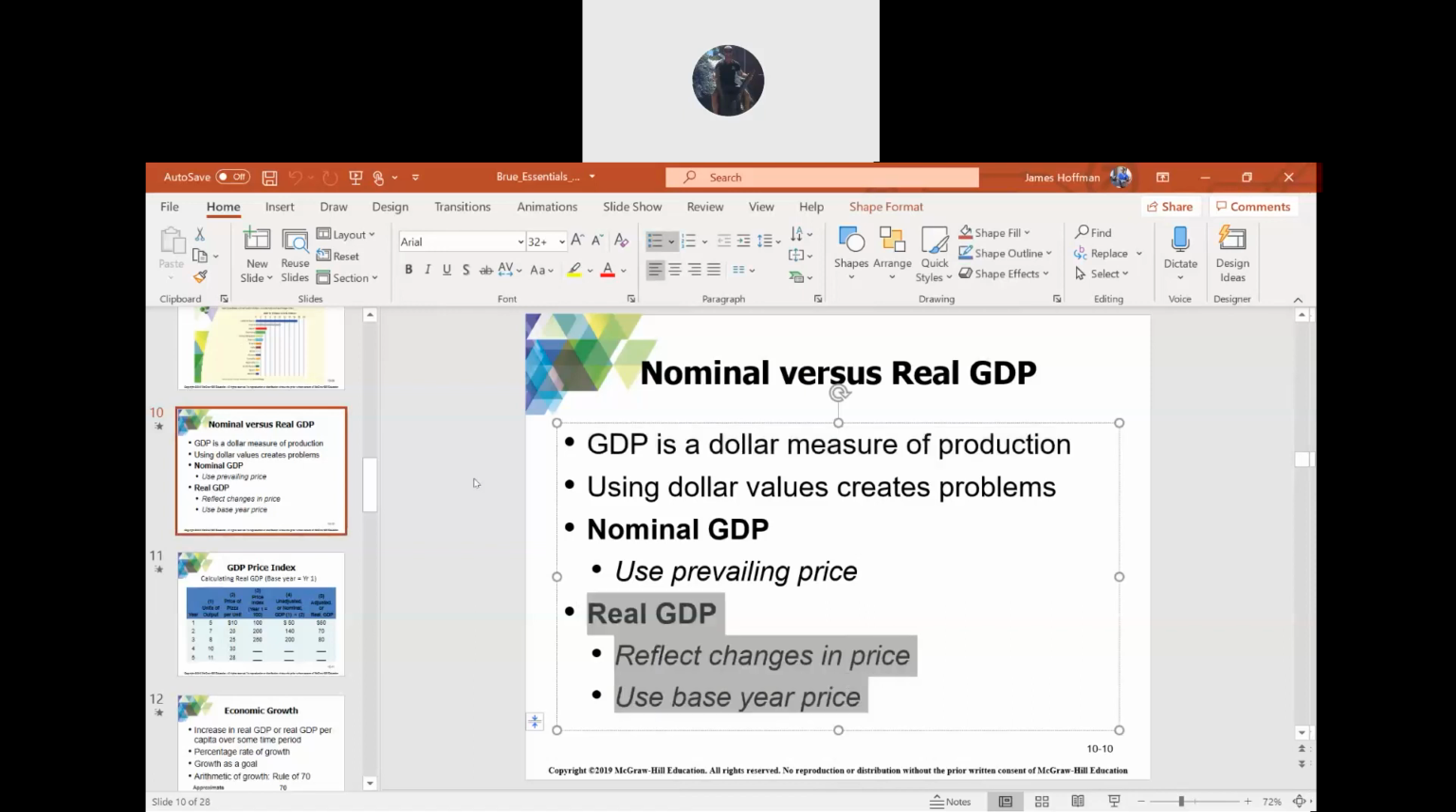Okay, so real GDP puts them in a base year, and you put them on the same scale, and that way you can actually compare what's happened to GDP, and it takes out the effect of inflation. Okay, so real GDP just means adjusted for inflation.